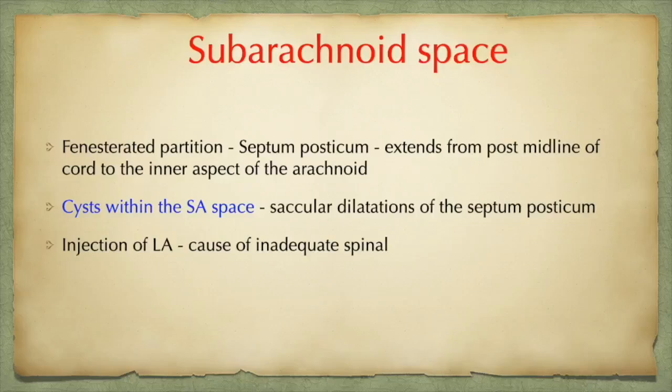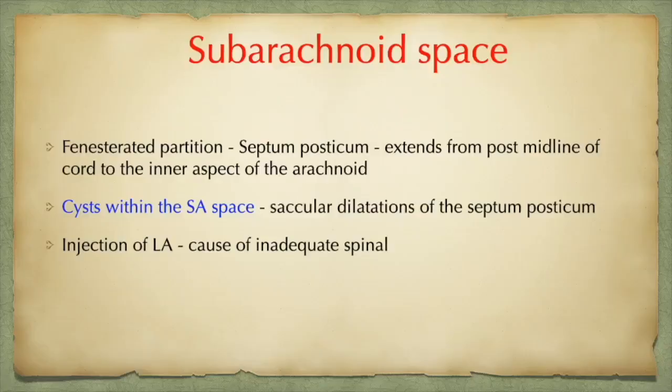Here you have to see that there is a septum posticum, which is a membrane that extends from the posterior midline of the cord to the inner aspect of the arachnoid. It has many fenestrated partitions. Sometimes cysts may form within the septum posticum. They are due to saccular dilatations of the septum posticum.